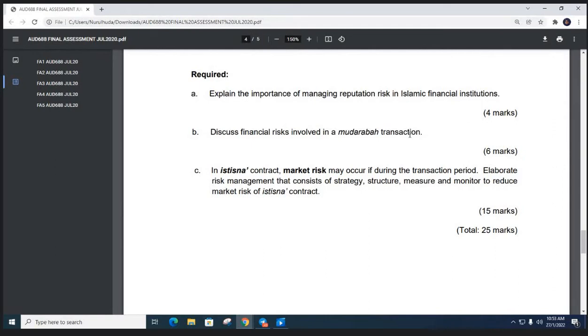And then C, in istisna contract, market risk may occur if during the transaction period. Elaborate risk management that consists of strategy, structure, measure and monitor to reduce market risk. Okay, macam mana market risk boleh occur dalam istisna? How can actually market risk occur during istisna application? How actually it happened?